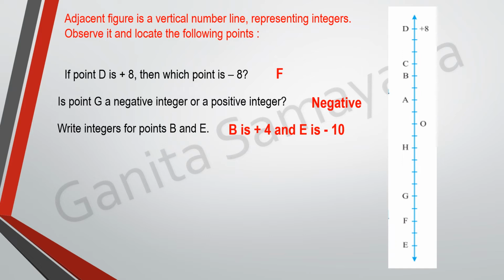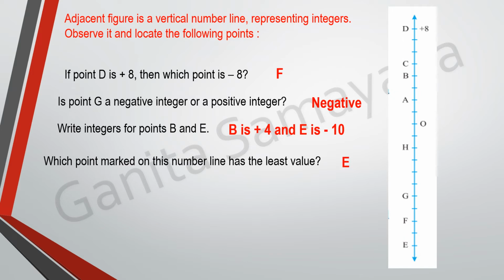Okay. The next one. Which point marked on this number line has the least value? Which has got the least value, children? Can we say D? No, it has got plus. There are other points below that. That means these are all lesser in value, isn't it? H is less than 0. G is still less. So it must be the last one here. So it is E. E has got the least value.